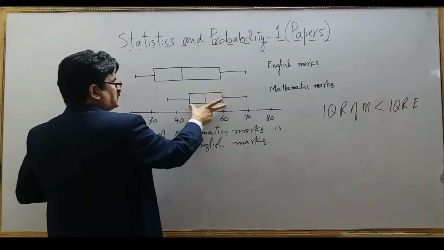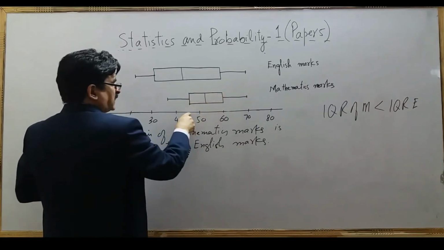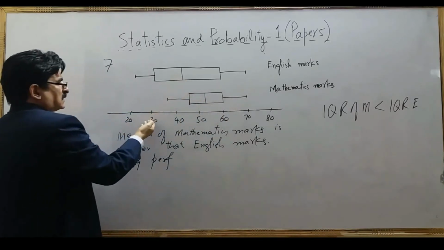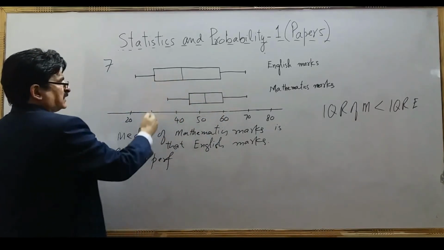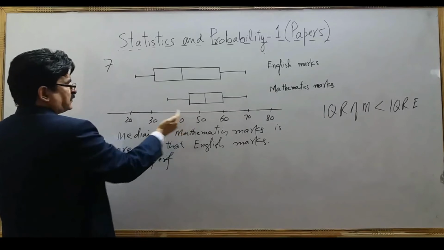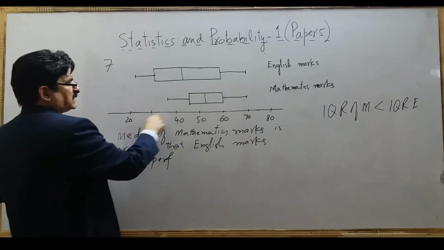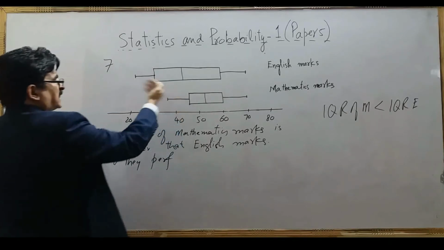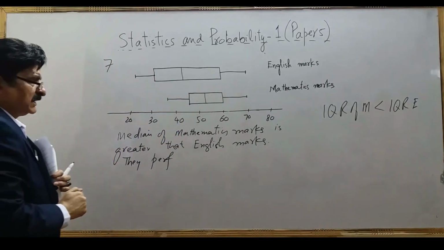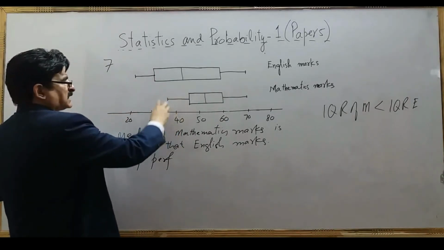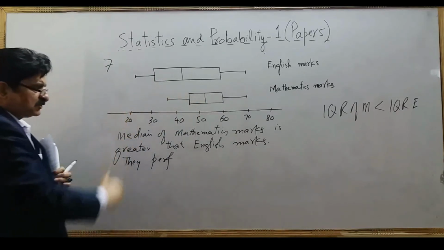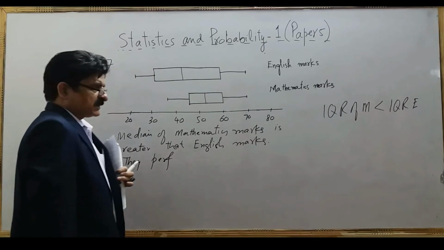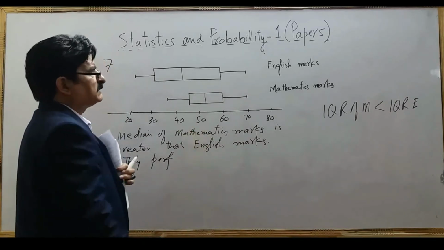So 50% students got marks from almost 46 up to 60, but it means there are students whose marks are lesser than 45, starting from 30 and going to 45. So it means that there are average students in English who have lesser marks than in mathematics. So this also shows that the mathematics marks are better, they perform better in mathematics.